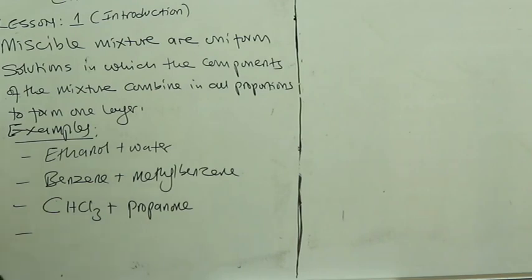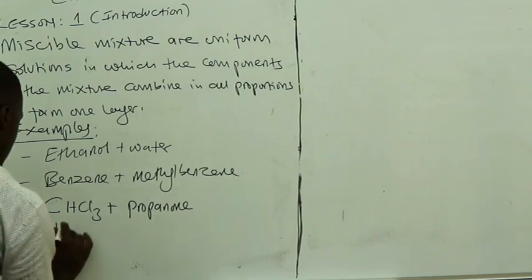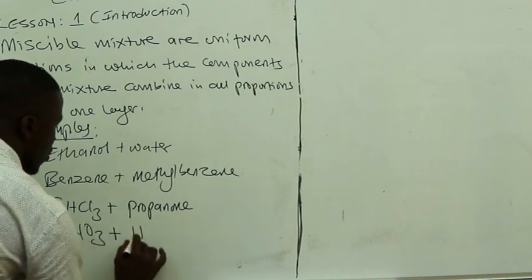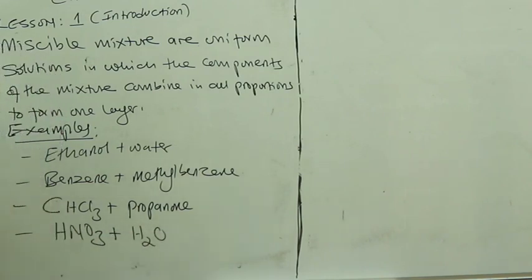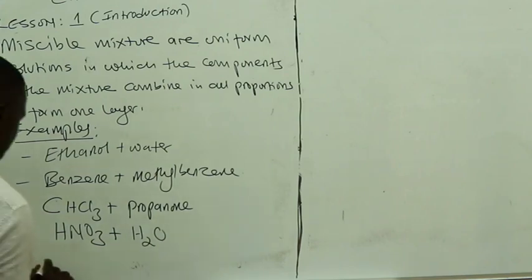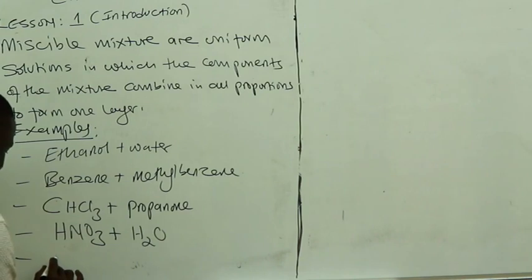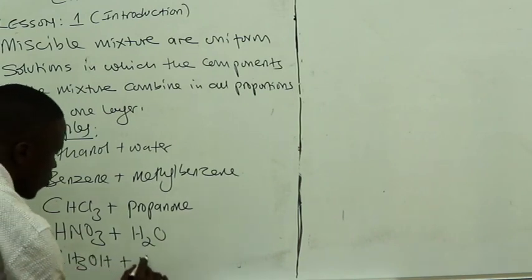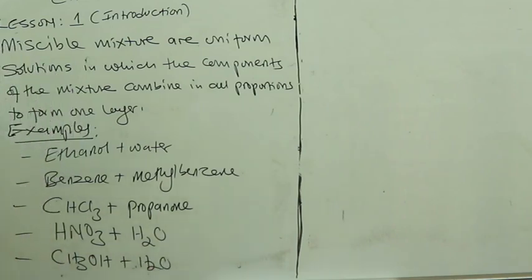We can even have an acid mixed with water, nitric acid mixed with water. You will see that these ones will form a miscible mixture. We can have even other alcohols like methanol. Mix methanol with water. This is a miscible mixture.